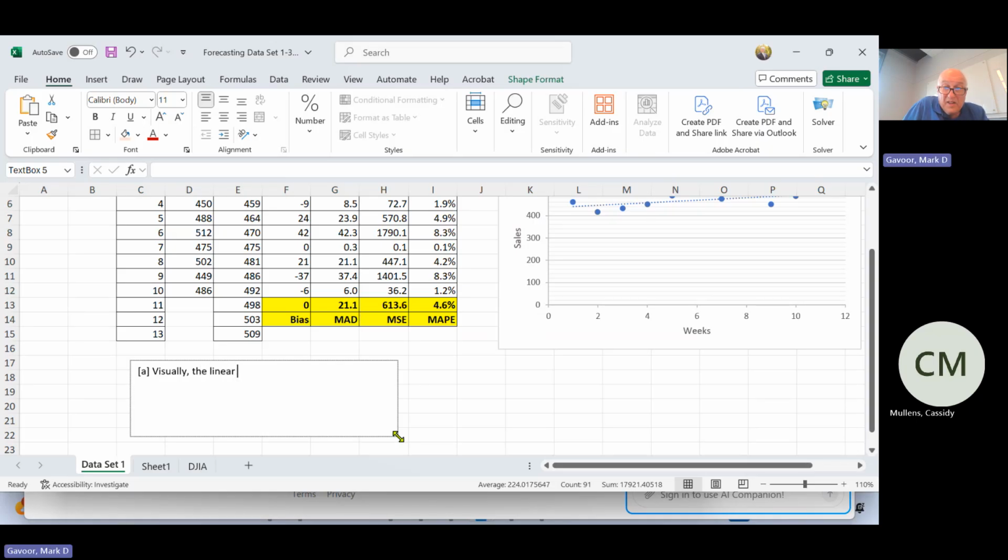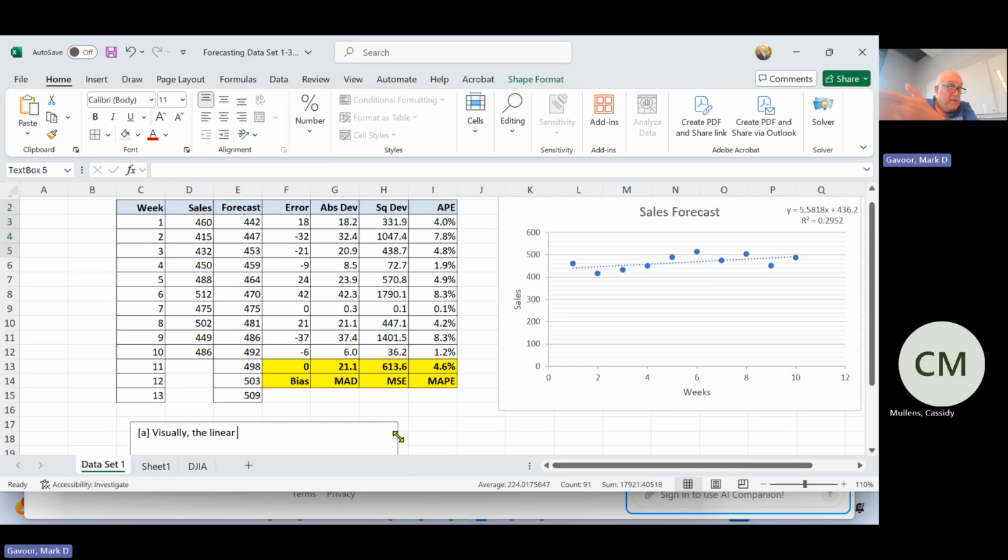Now, visually means I'm looking at the graph, right? I'm looking at the scatter diagram, and I'm looking at the line. And I'm going to say, visually, the linear model looks good, looks okay, is acceptable, whatever. What if I think it's not acceptable, but you think it is? Or what if you think it's unacceptable and I think it's acceptable? This is the art part. It's a judgment call. I'm answering it how I look at it.